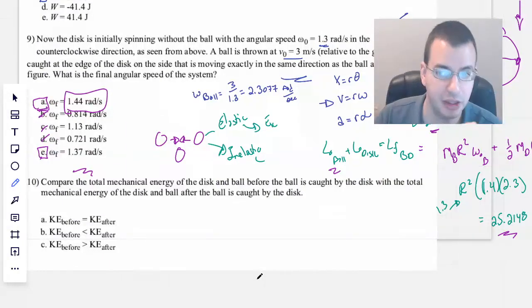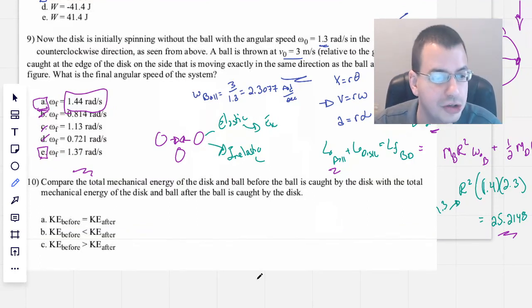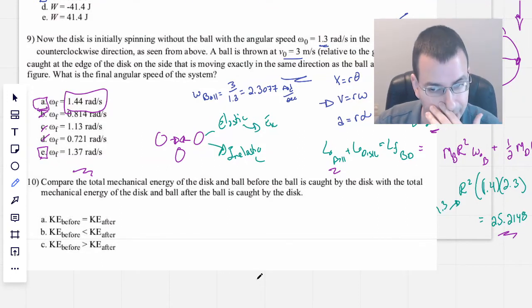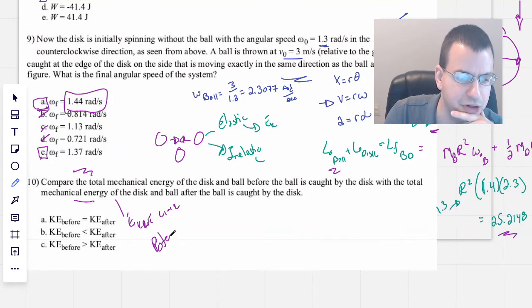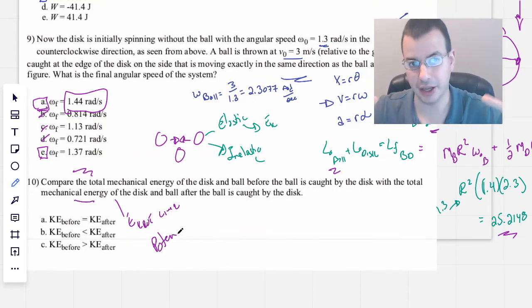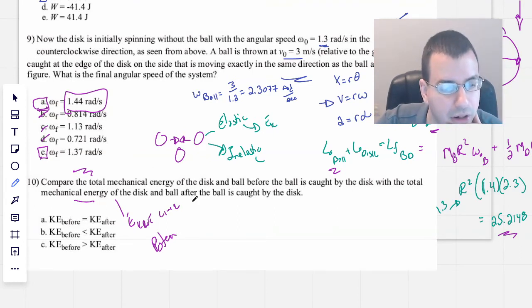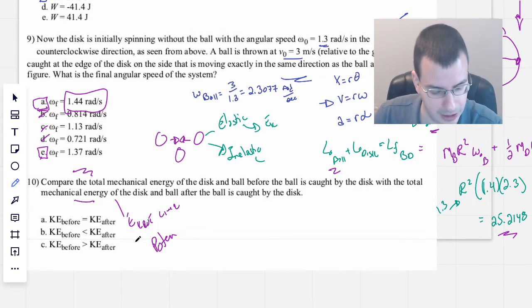Okay, so then we move on and we're like, all right, now we want to compare the total mechanical energy of the disk ball system before the ball is caught by the disk with the total mechanical energy after the ball is caught by the disk. And we're talking about kinetic, rotational, linear, and then probably potential energy. But there's not really a potential energy gain because we're assuming it's at the same height.